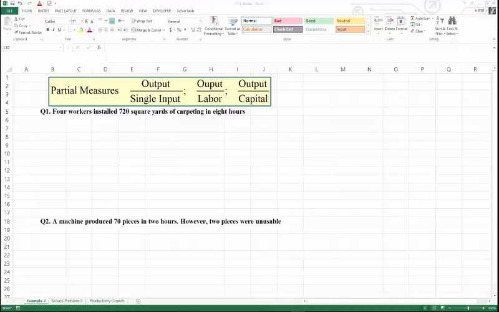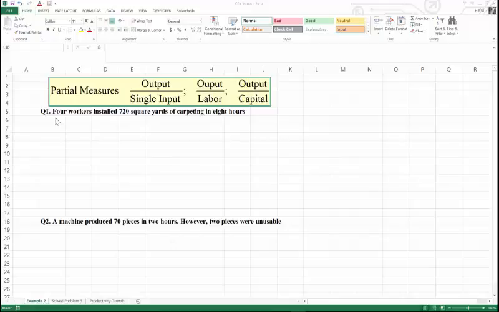Our first example is class book example 2. Here we will work on partial measures, the partially measured productivity. So I post the relevant formulations on the top of the examples. So let's see question 1.